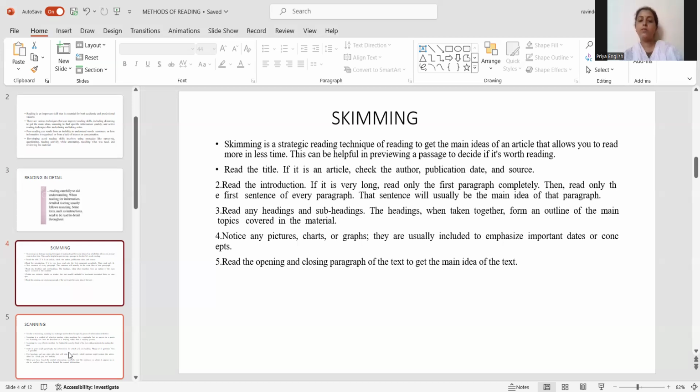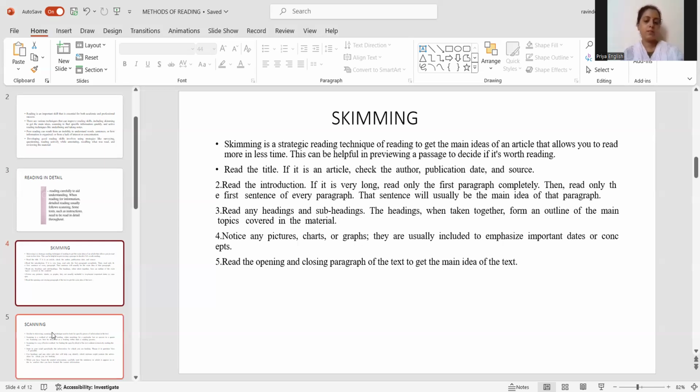Next, you will look at whether any pictures, charts, pie diagrams, graphs, or tables with captions are given. So just go through these diagrams, pictures, tables, charts. Next, you will read the opening and the closing paragraph of the text to get the main idea of the text. So in this way, you're not spending much of your time in reading. You're just going through the text. This technique is called skimming. I hope you have understood.